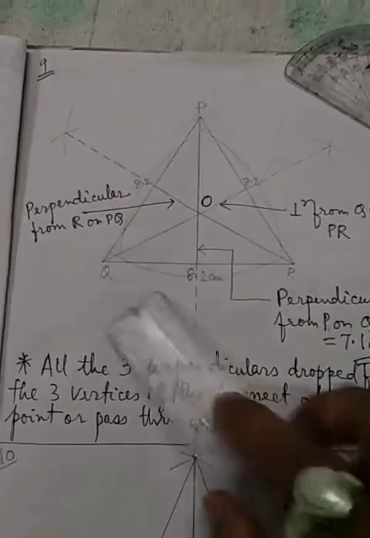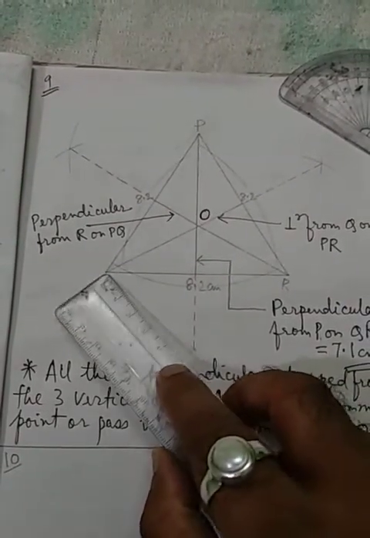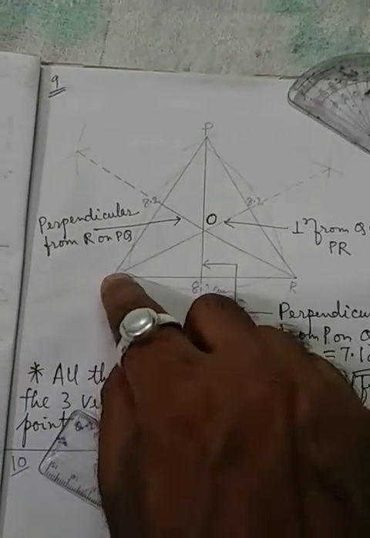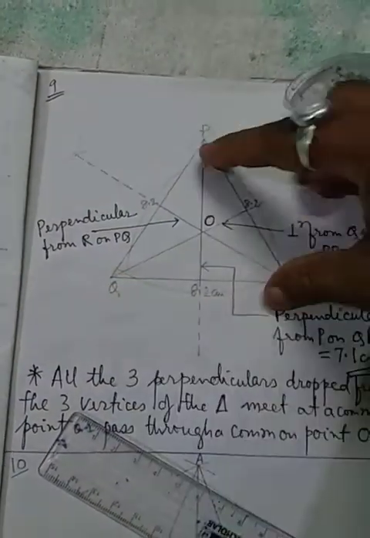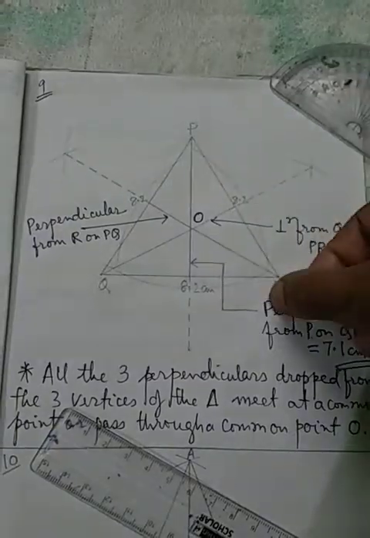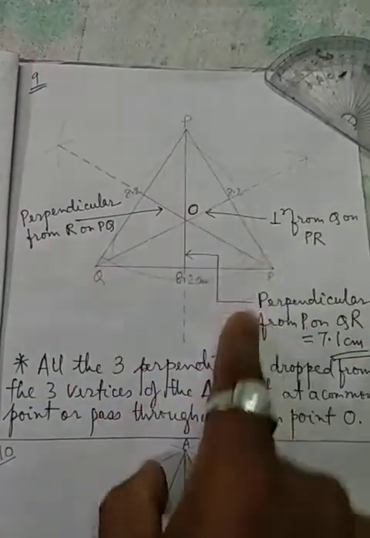In the same manner, when I have to draw the perpendicular from the second vertex, same thing. From here, take an arc which cuts the opposite side at 2 distinct points. From here it will cut at 2 distinct points.